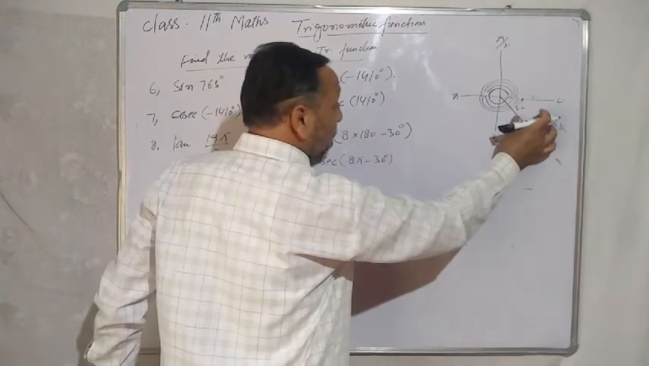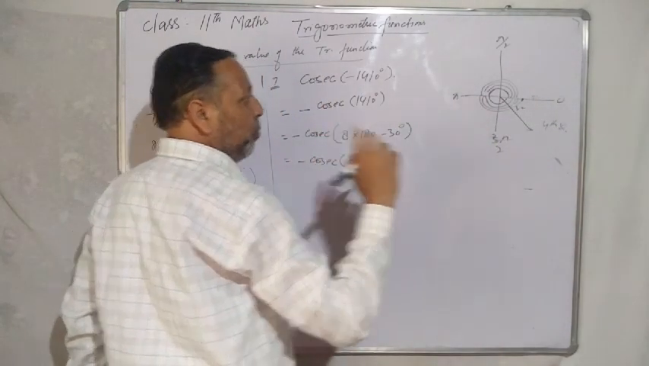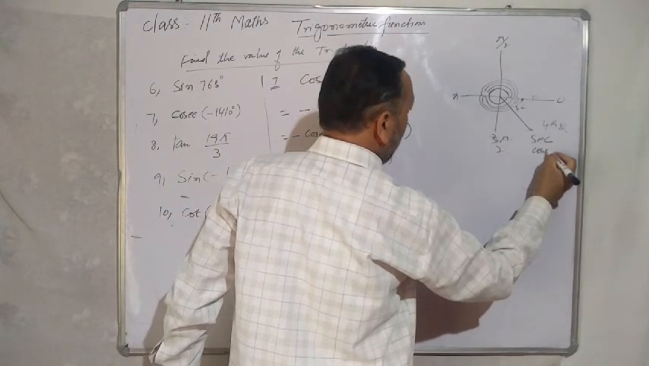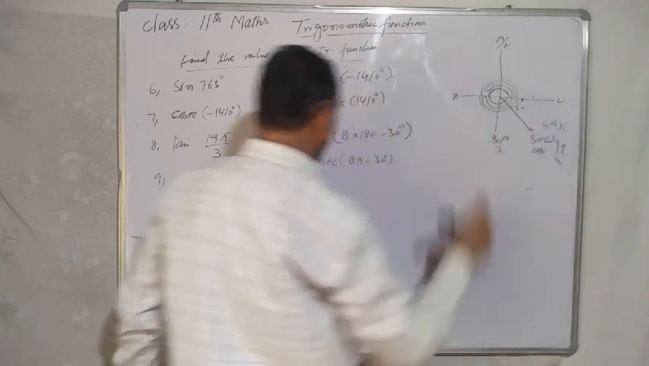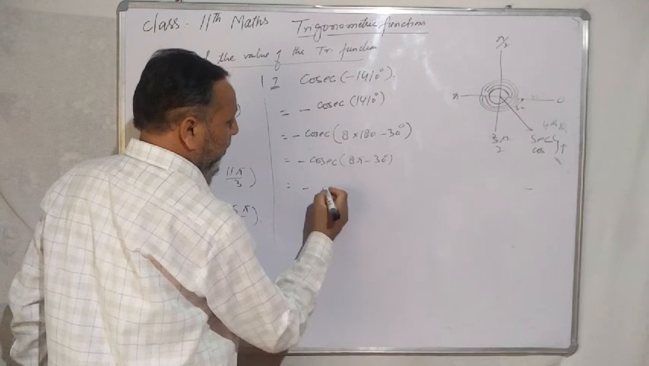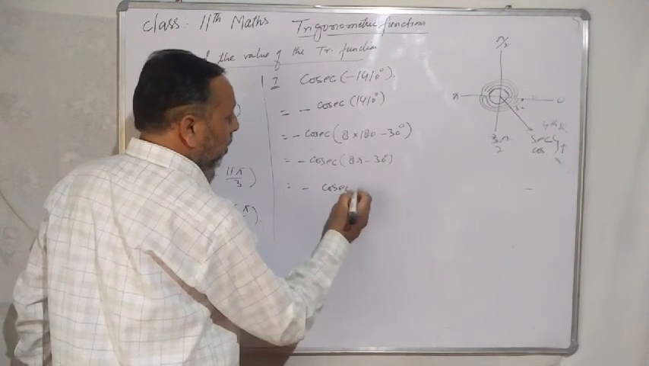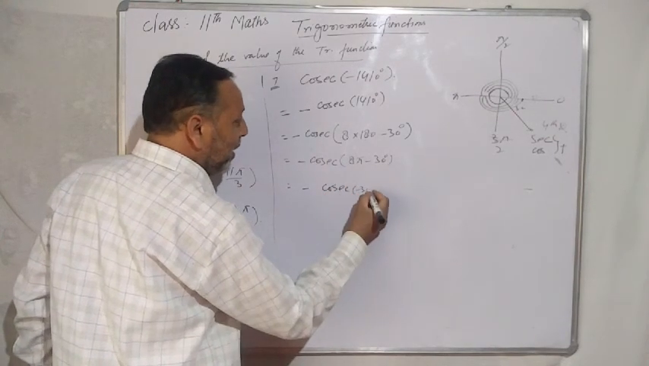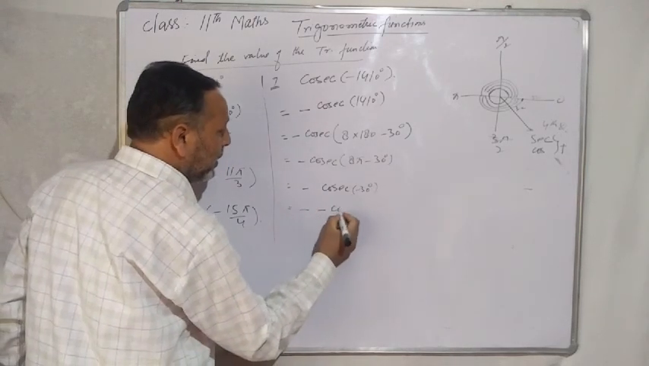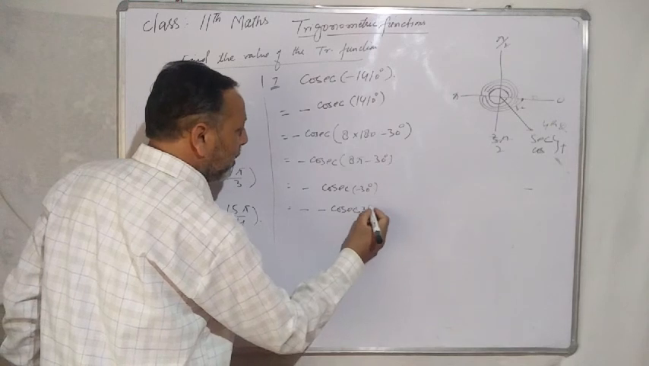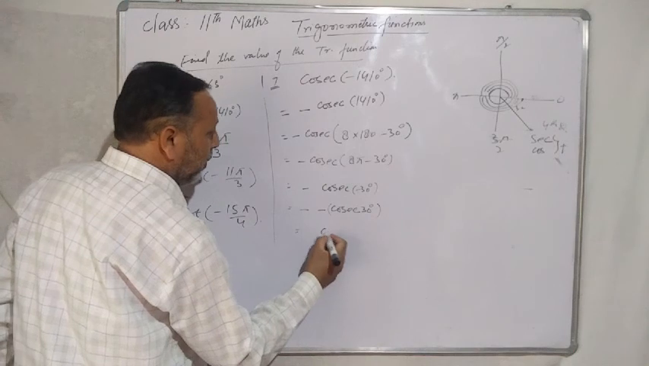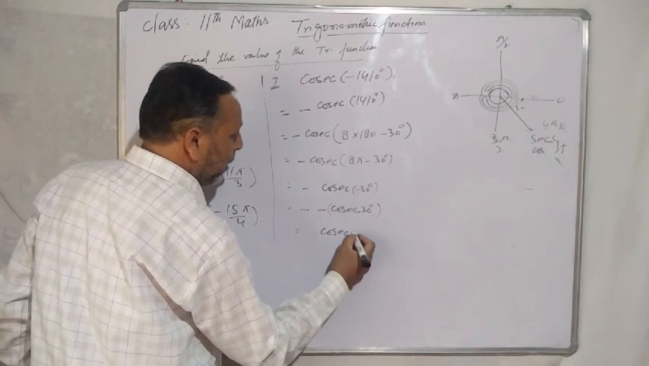It lies in the fourth quadrant. That means only two values will be positive. That means only sec and cos. Sec and cos will be positive. Others will be negative. So it is minus times cosec of minus 30 degree. अब इस माइनस को मैं यहां ले आऊंगा, इट इज माइनस ऑफ माइनस cosec 30 degree. Minus minus is plus. It is cosec 30 degree.